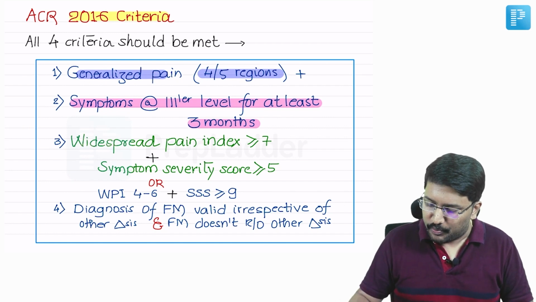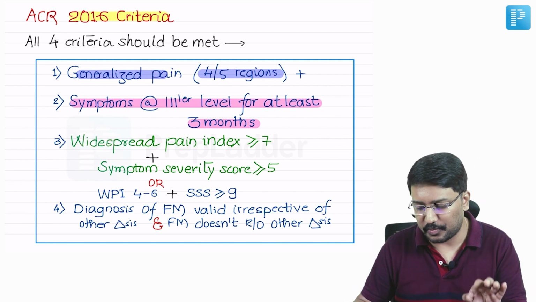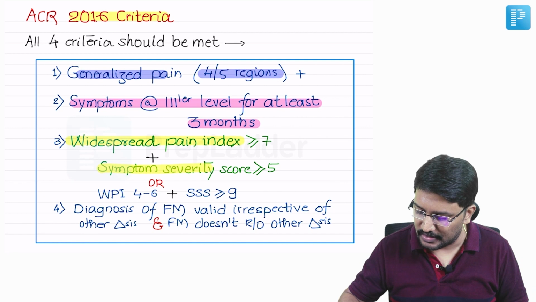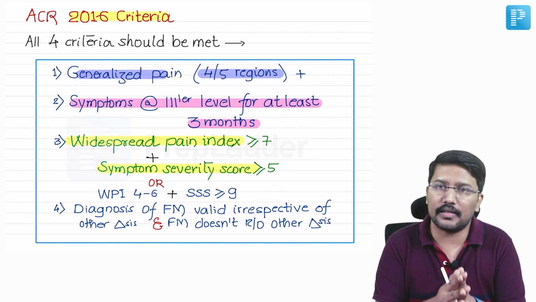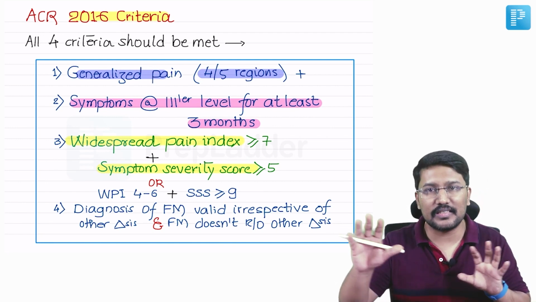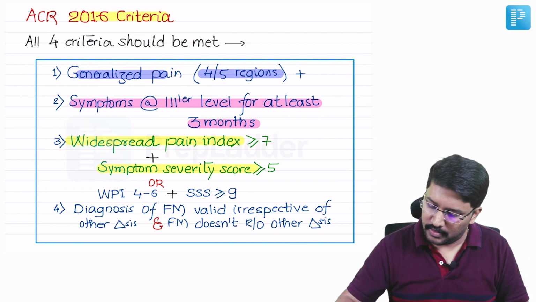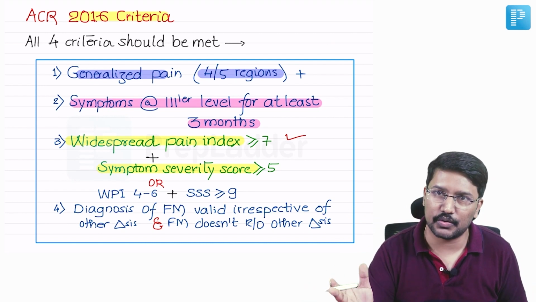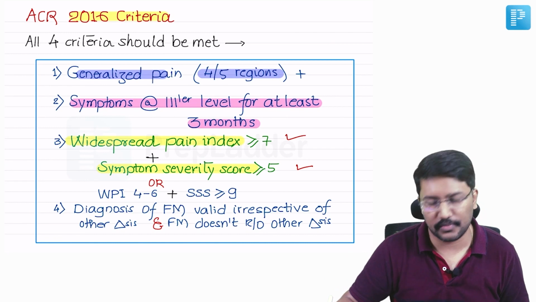And then to bring in objectivity, we now have 2 indices called the widespread pain index and symptom severity score. In the very beginning of the lesson, I told you that pain is one of the complaints and there are some associated symptoms. So we are assessing these 2 separately. For pain, we use the widespread pain index, and to assess the other, associated symptoms, we use the symptom severity score. Okay, the point is clear.